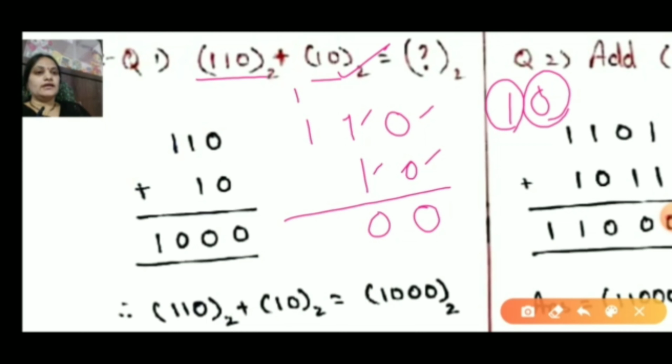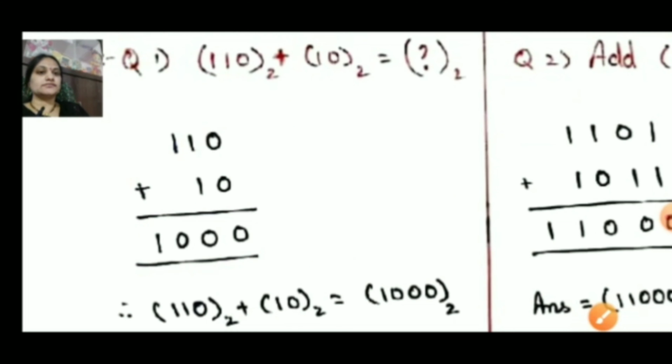Okay. And now add these two digits. 1 plus 1. 1 plus 1 means 1 0. Again you write 1 0. So that is why we are getting 1000 as the answer for the addition of these two numbers. Okay.